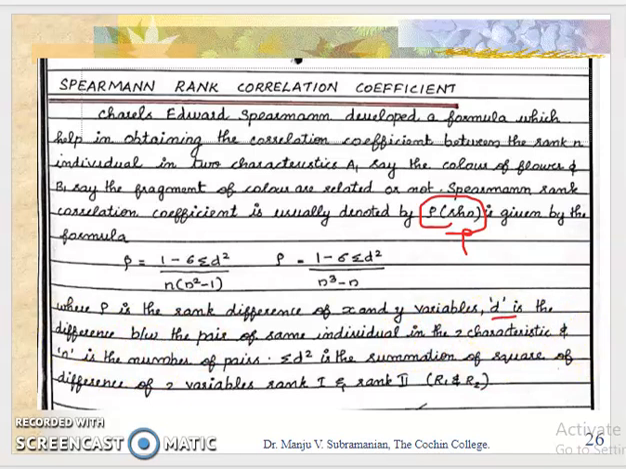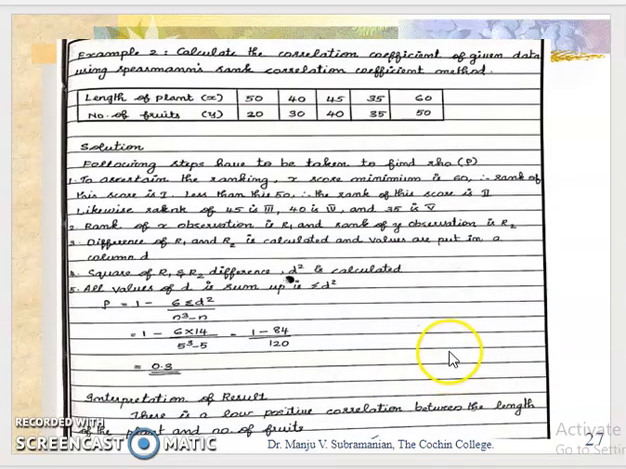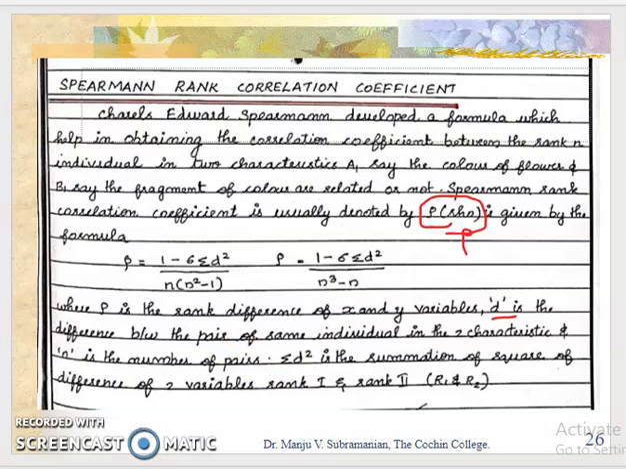So let's see an example. This is an example showing the length of the plant and the number of fruits. Here you first arrange the values in ascending or descending order, then give ranking to each variable's values and substitute the values inside the equation. I think we have discussed this correlation in our theory classes, so you just go through that.